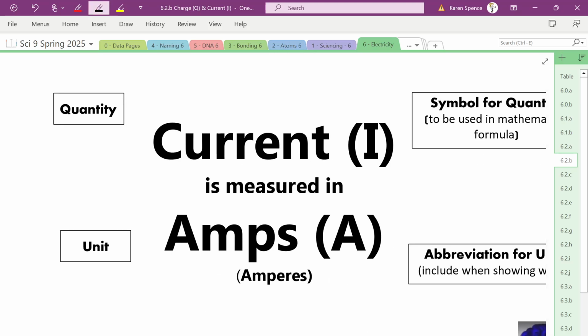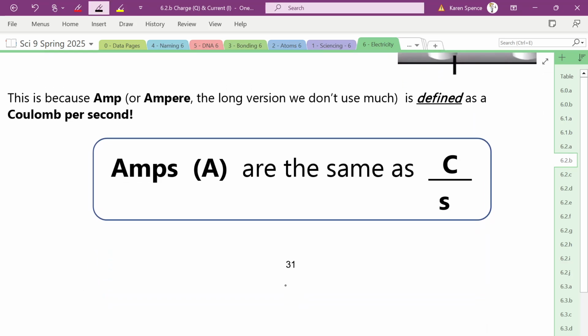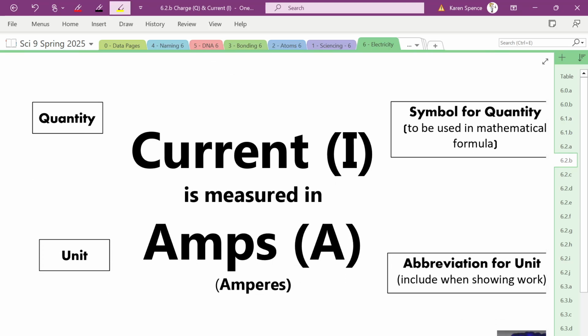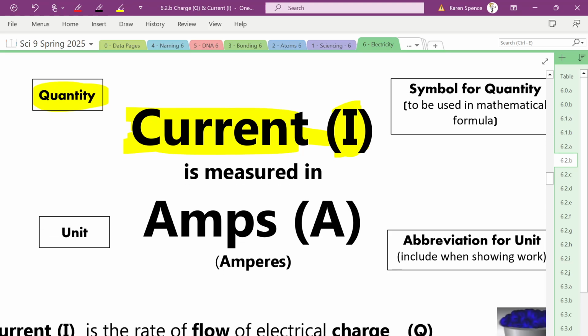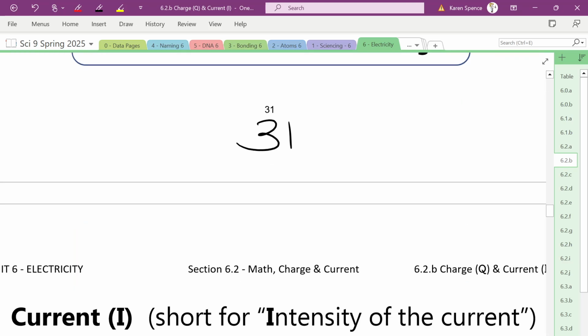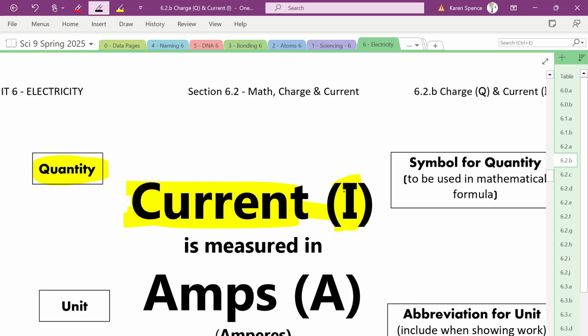So we're now on our next page that says current at the top. You are going to go down to the bottom of the page and label that 31. In this case, our quantity is current, and it is represented by the symbol I. And if you're wondering why I, does it say here? No, it doesn't. So let's write it in. I stands for the intensity of the current.